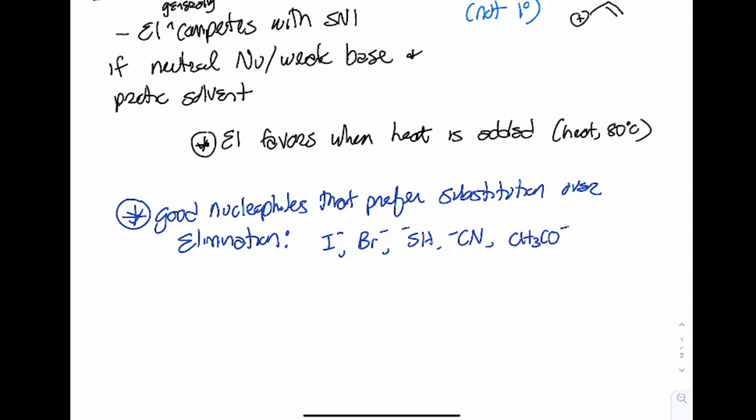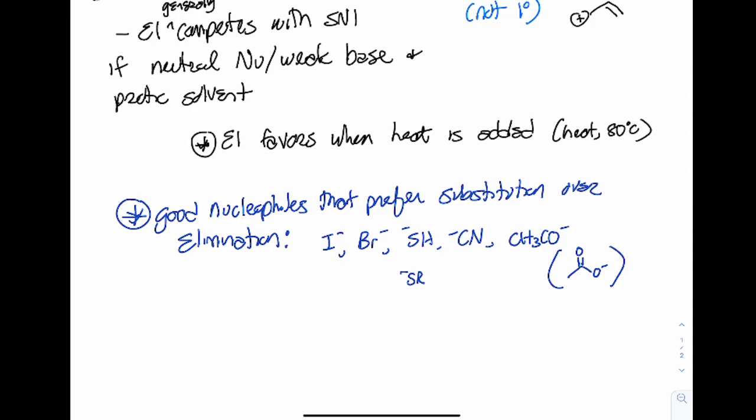Be careful. I'm writing it here in condensed. I don't always write it in condensed formula, so that would be an acetate ion. I'm just going to put it in parentheses so you don't think it's something different. So all of these are going to prefer substitution over elimination. The sulfur, I could actually put a carbon-based group with it instead, something like SCH3, SCH2CH3, that sort of thing.